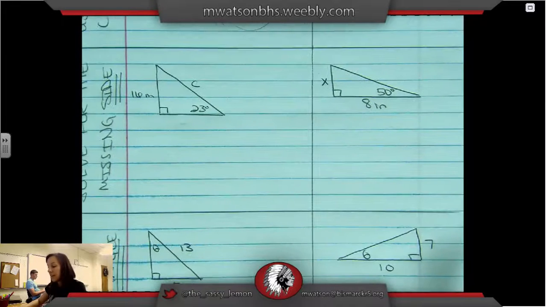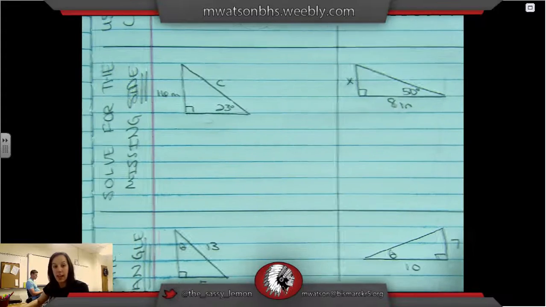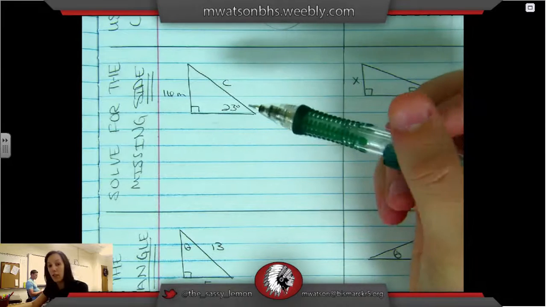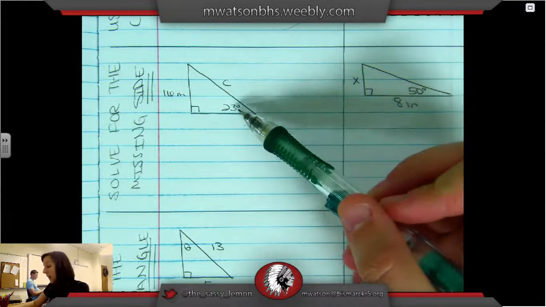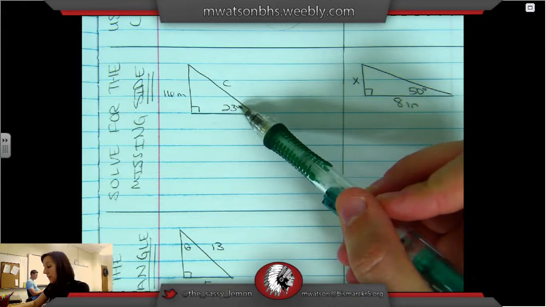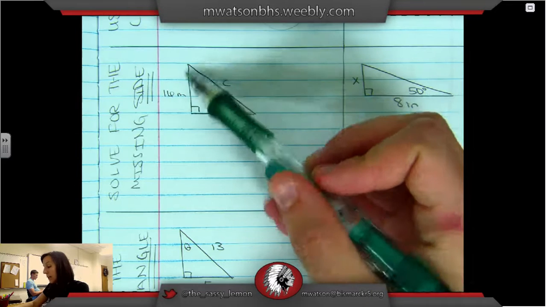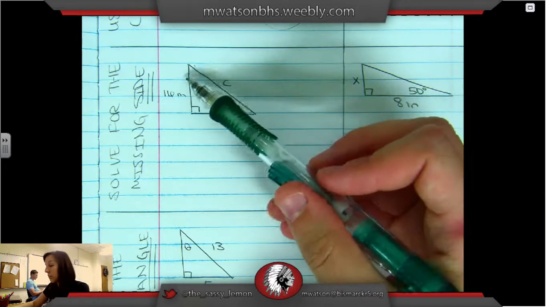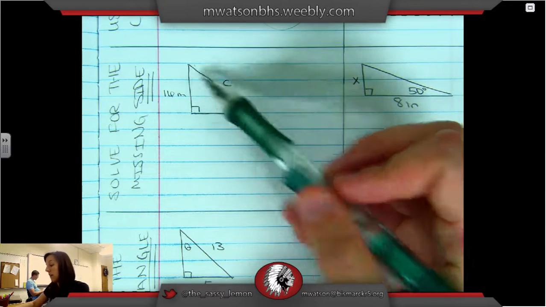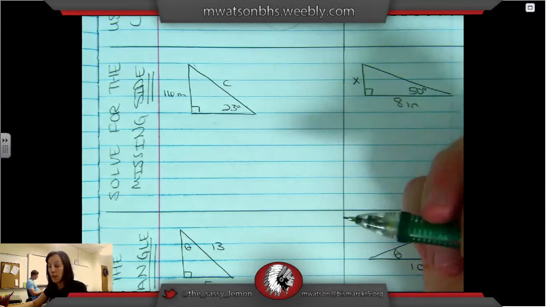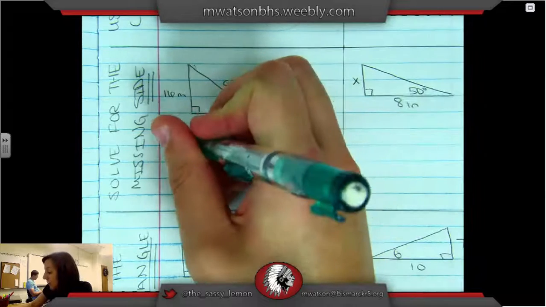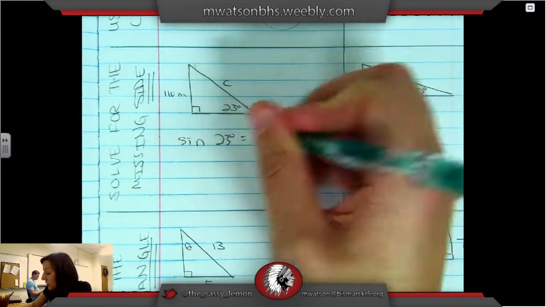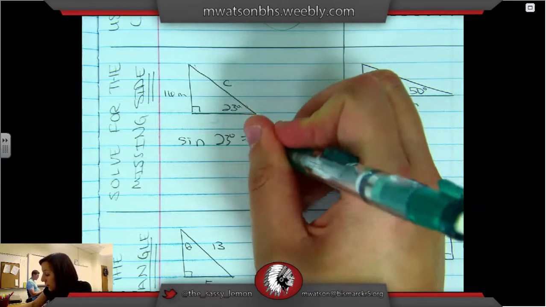Now we're going to move on to finding a missing side again. So the first thing you do is identify the pieces that you are given. You're given an angle theta and the side length opposite it, and the hypotenuse is what you're looking for. So what involves opposite and hypotenuse? That would be sine. So I'm going to do sine of 23 degrees equals 16 over c.